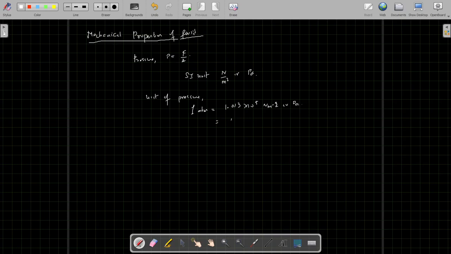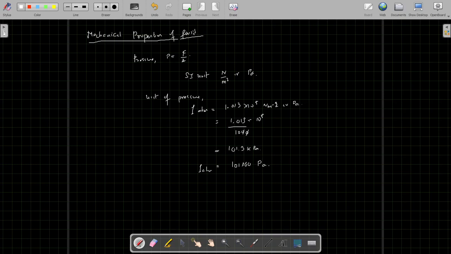Now another way we can write this: 1.013 into 10 to the power 5 divided by 1000. If I do that, I remove 3 zeros, and I get 101.3 kilopascal. This you can also write. Or another way, you can write this 1 atm as 101,300 Pascal. These are different ways of writing 1 atm.